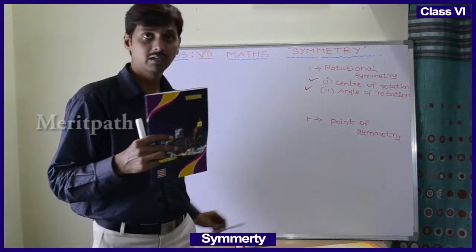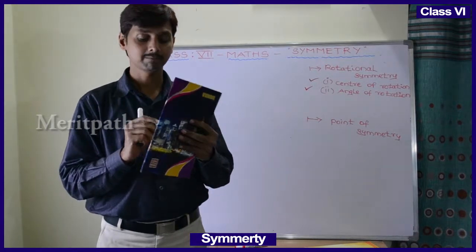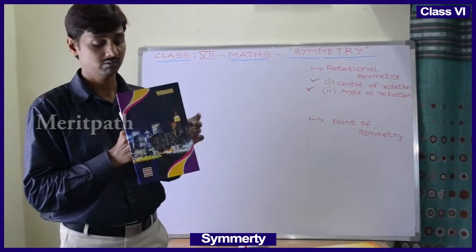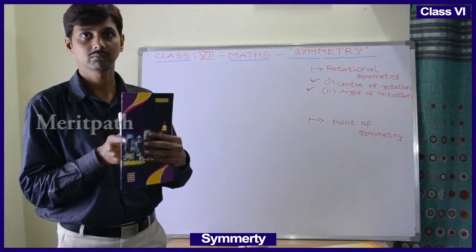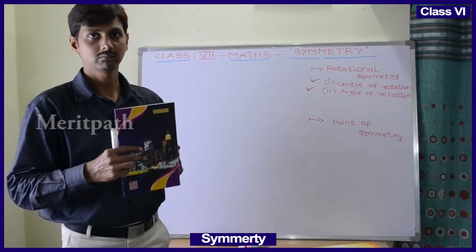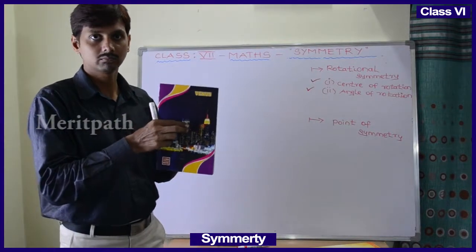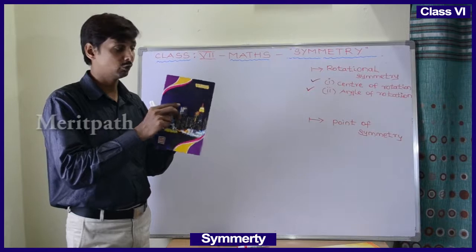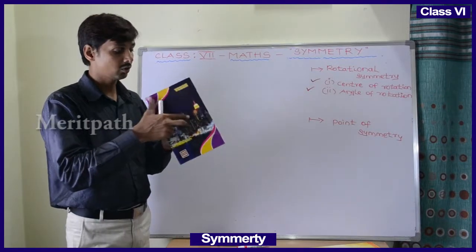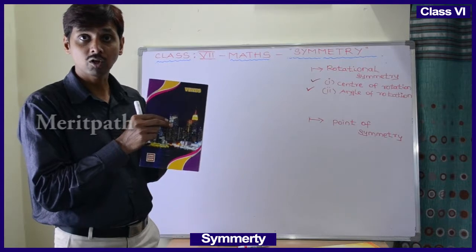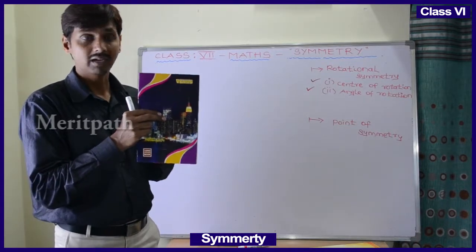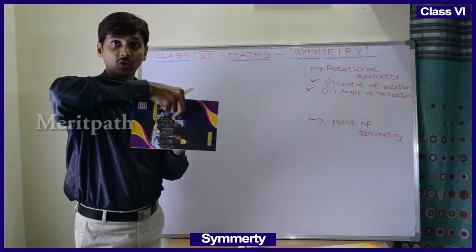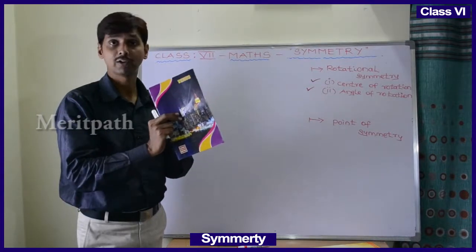This is an object we have taken, and along with the fixed point, this is called the center. So this is called the center of rotation. When we rotate this object, it is rotating about this point, so this is called the center of rotation. The angle made by the object during the rotation is called the angle of rotation.